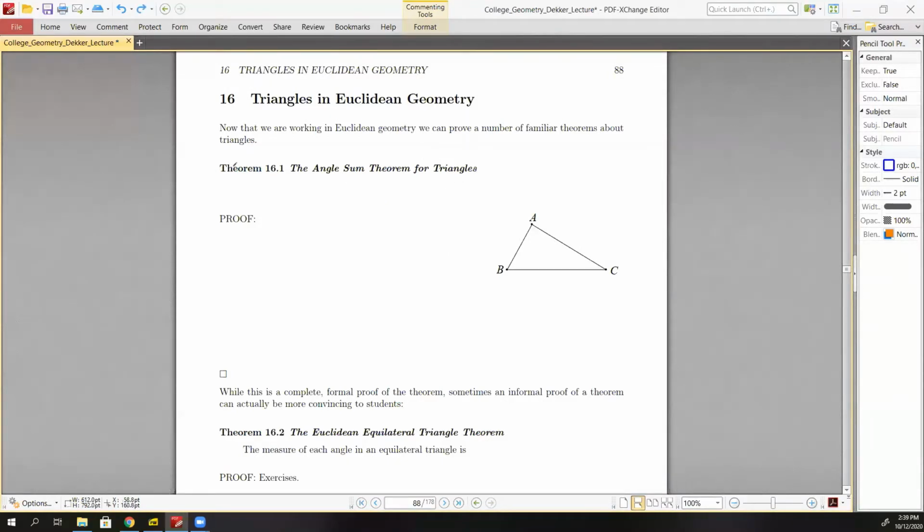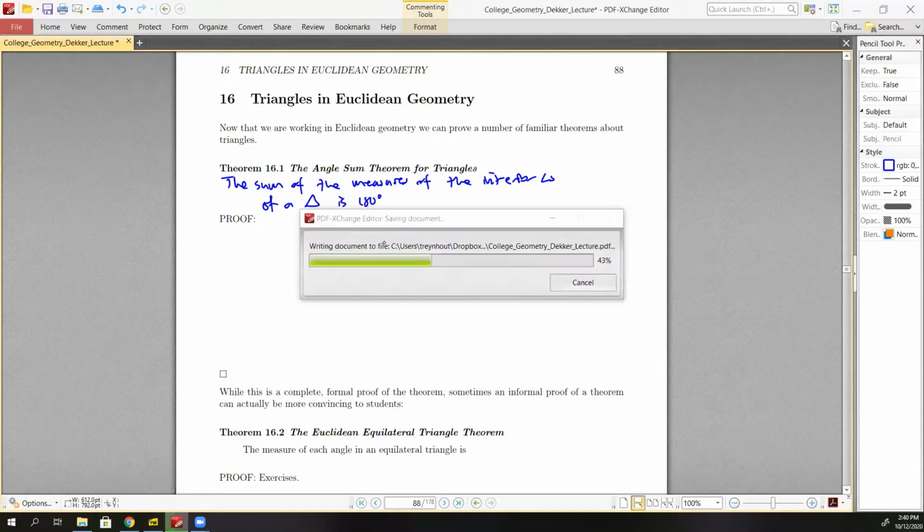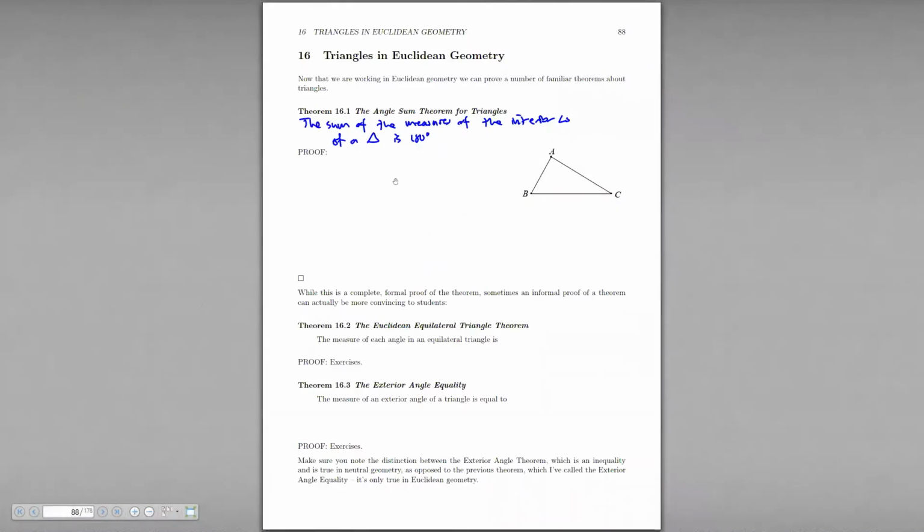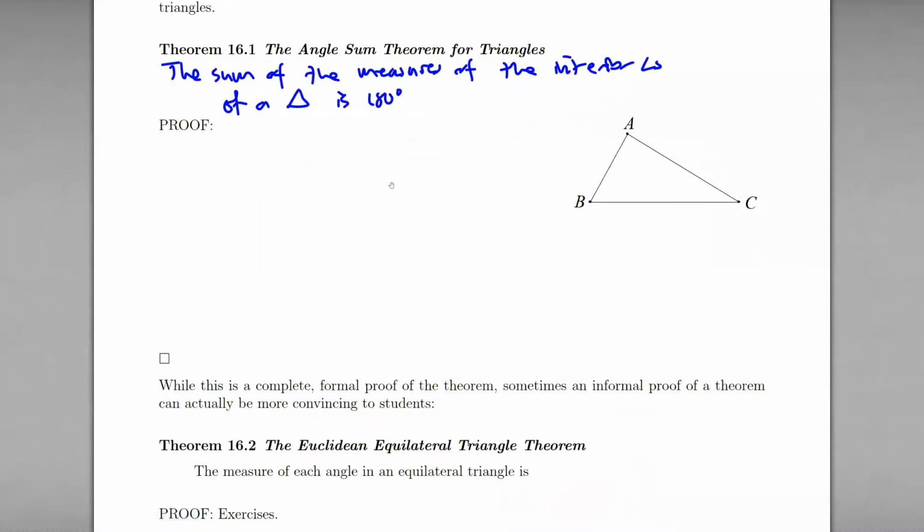So in particular, the sum of the measures of the interior angles of a triangle is 180 degrees. All right, so let's take a look at the proof of this, and it is quite short.